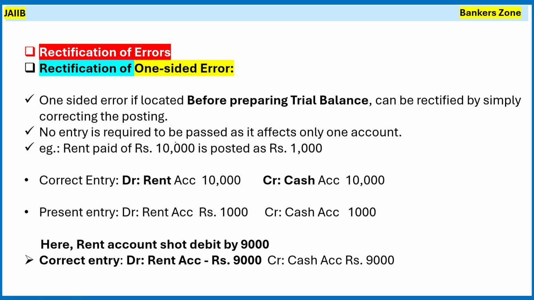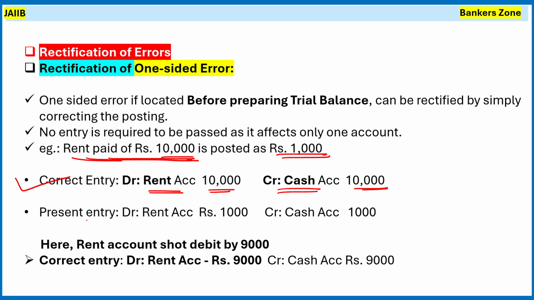Now see, rent paid is 10,000 but it is posted as 1,000. So what should be the correct entry? Rent we are paying 10,000. So the correct entry should be: rent account must be debited, and we are paying in cash. So cash is a real account. Cash goes out, and whatever goes out, you have to credit. So 10,000 must be credited, right? That is basic we have learned.